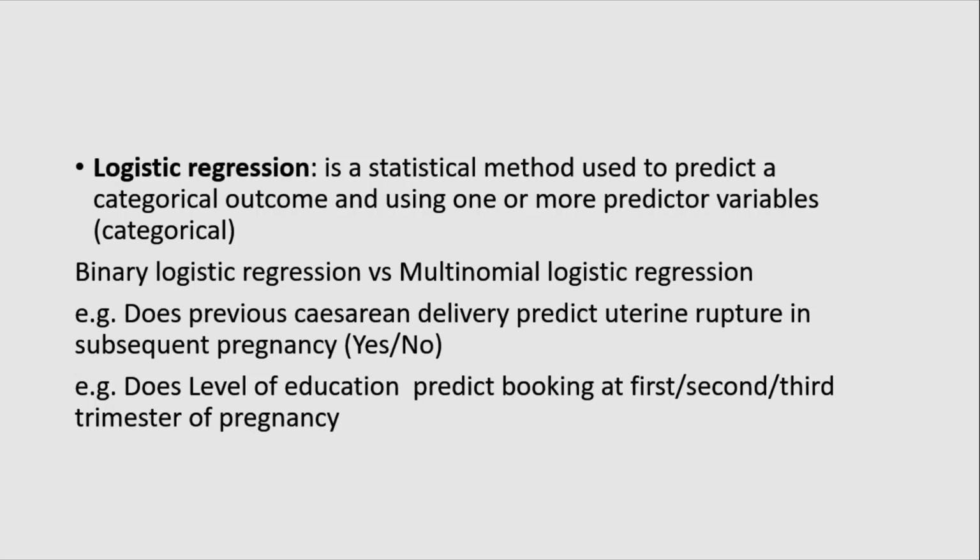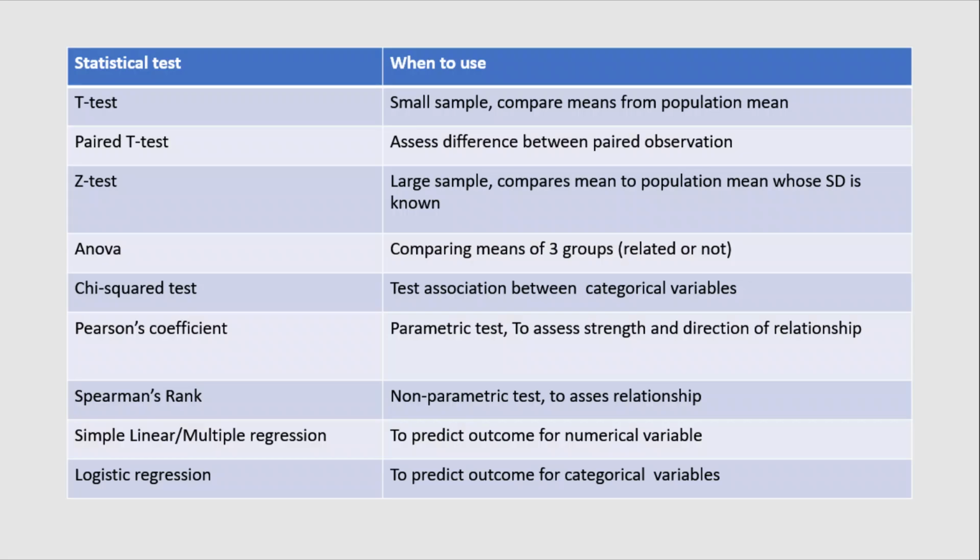For example, does level of education predict booking at first, second, or third trimester of pregnancy? So your predictor variable is level of education, which can be primary, secondary, tertiary, while booking trimester can be first, second, or third. So you want to know if the level of education can predict that, oh, most people that have higher level of education book earlier than probably people that have lower level of education.